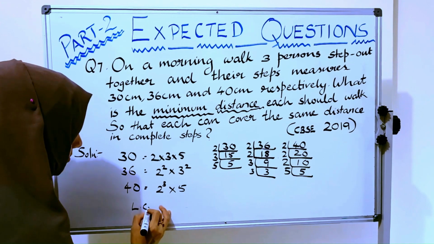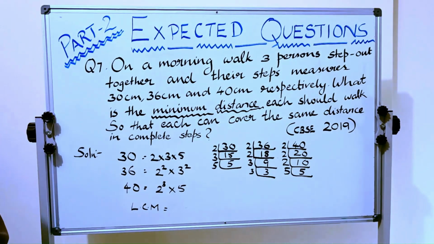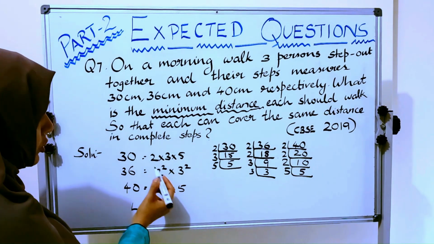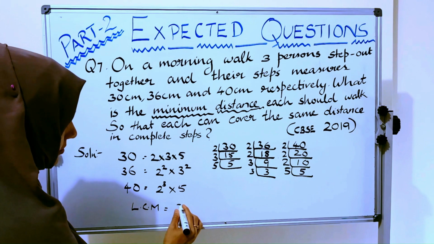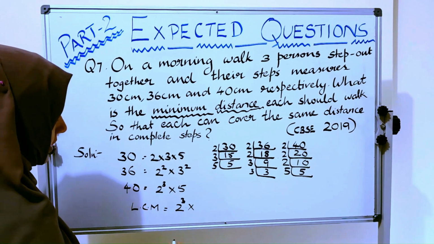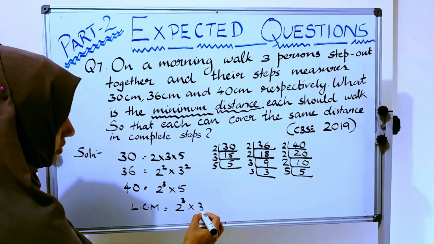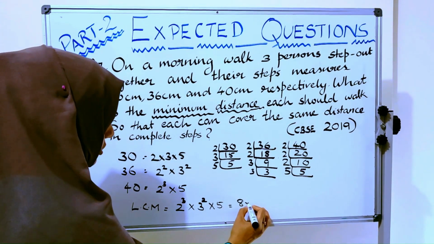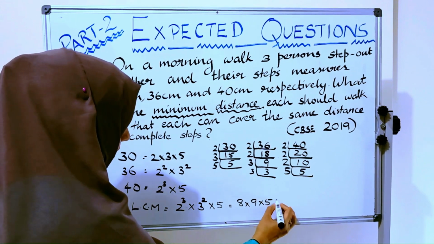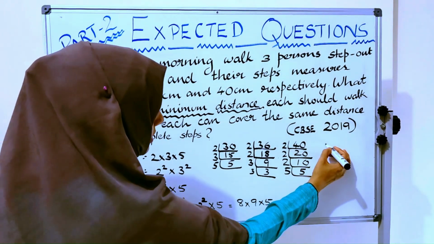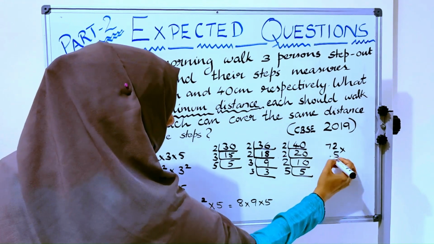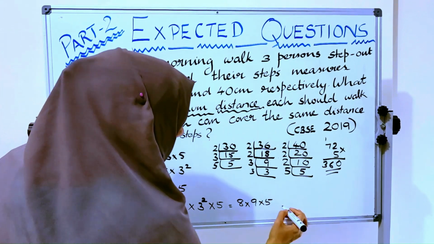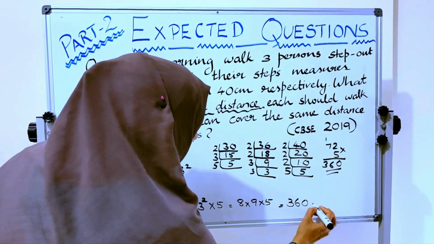So for the LCM, we have to take the highest power of all the prime numbers. Here for 2, the highest power is 2 raised to 3. So take 2 raised to 3. Then for 3, the highest power is 3 raised to 2, into 5. That is equal to 8 into 9 into 5. 8 into 9 is 72. 72 into 5 is 360. So the answer is 360 centimeters.